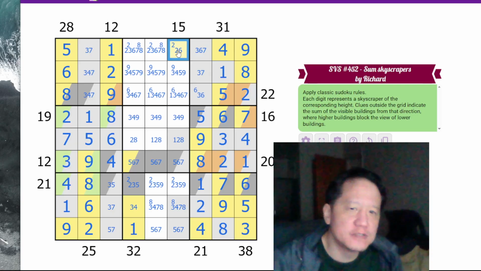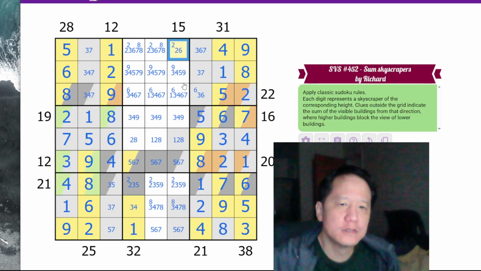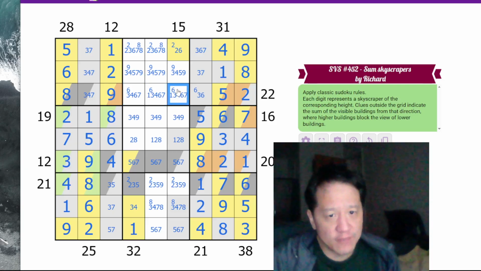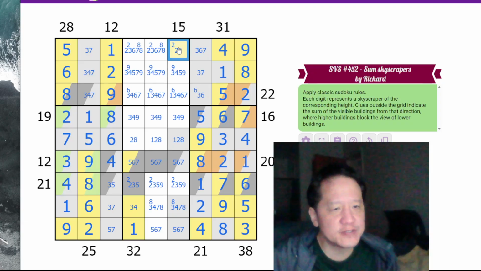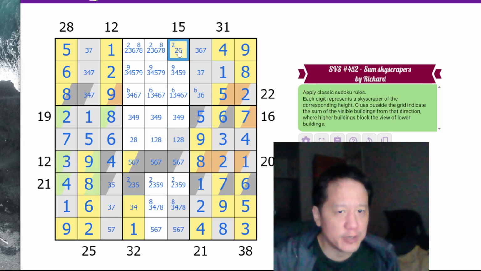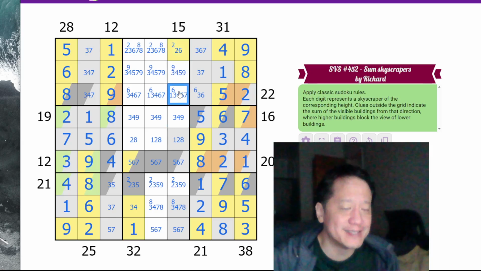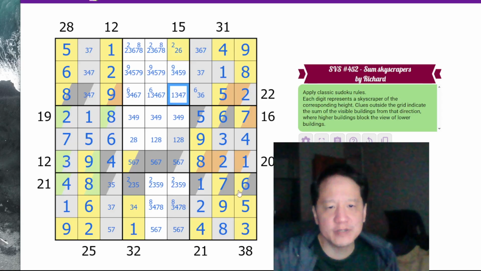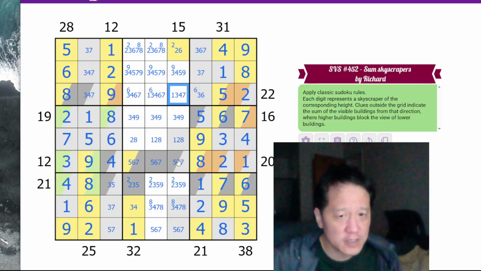So if this is 6, when can 6 be here? 6 can never be here. If this is 6, then it would see, this would have to be 2. It would have to see 2, 4, and 9, but that would see 2, 4 here. This would be 6 here, so it would also see the 6 here if that were 6. So this can't be 6. This is kind of convoluted.